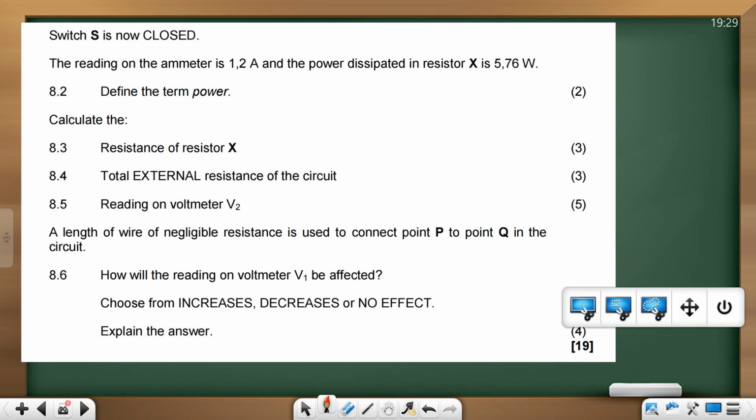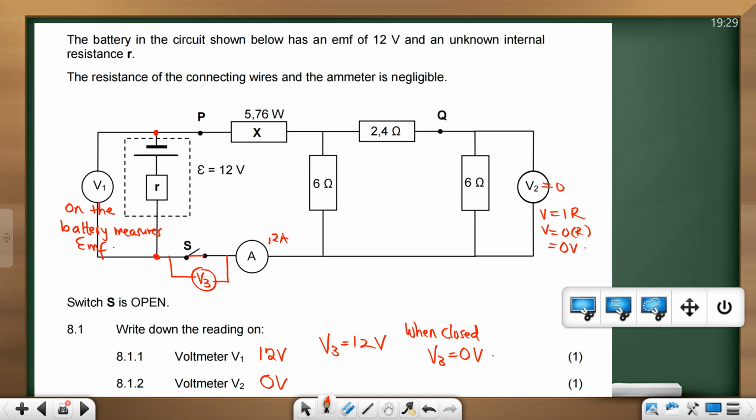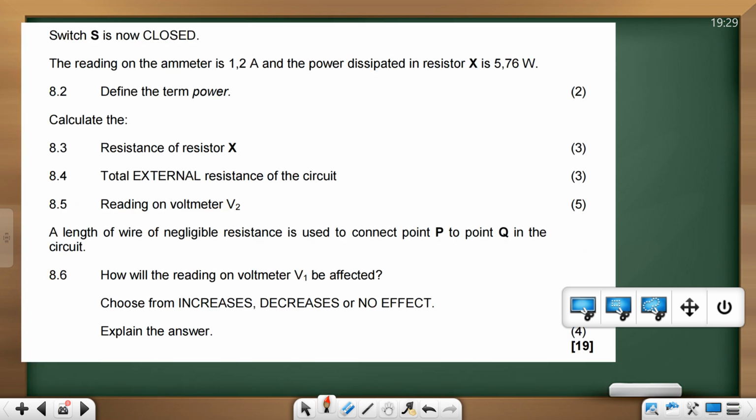All right. Power dissipated by X is 5,76 watts. I think they wrote that there. Did they? Yeah, it's given. They wrote it there. We analyze first before we start answering. Let's go through. All right. Calculate the resistance of X. Beautiful. My dear learners, check what I'm going to do.